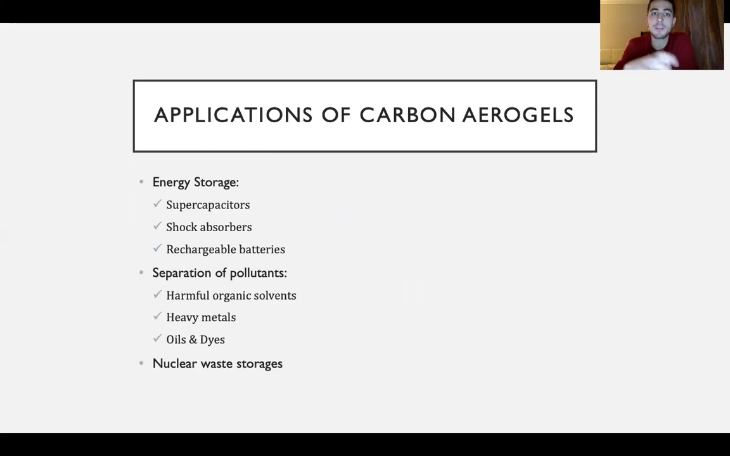Let me talk about application fields of carbon aerogels. Carbon aerogels are widely used in energy storage areas such as supercapacitors. They are used as electrodes in supercapacitors. They are used as shock absorbers and in rechargeable batteries. They are also used in separation of pollutants. Due to their high adsorptivities, they are used to separate harmful organic solvents, heavy metals, oils, and dyes. They are also used as nuclear waste storage.